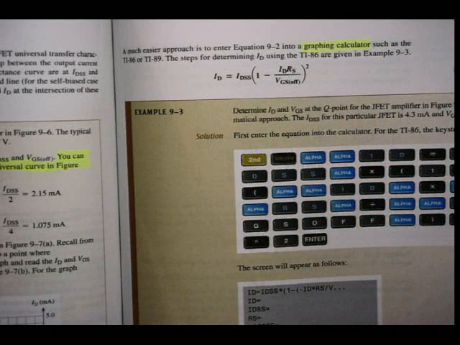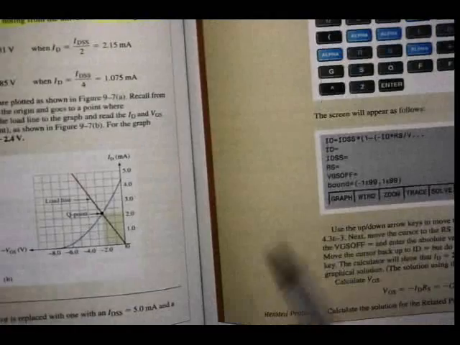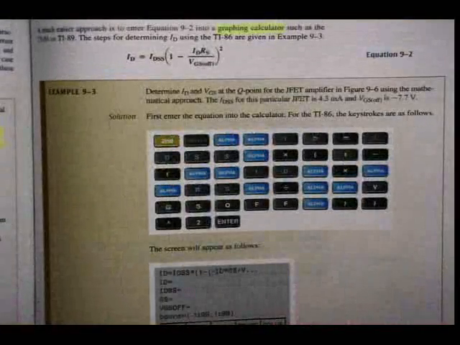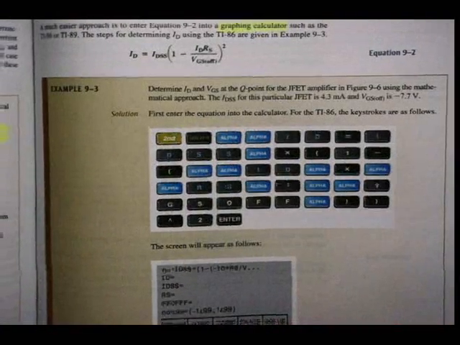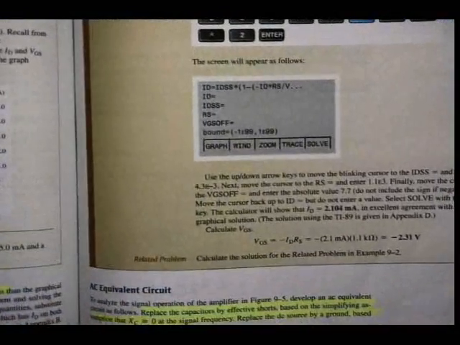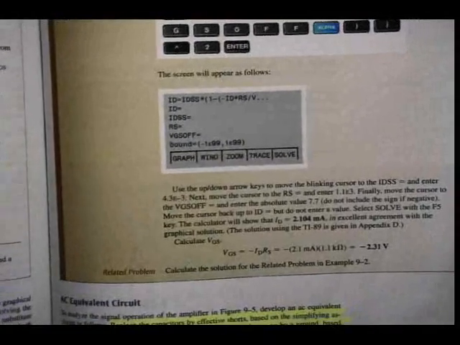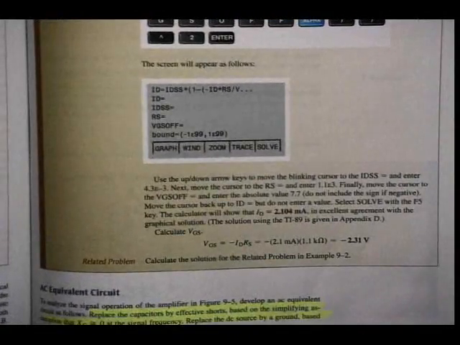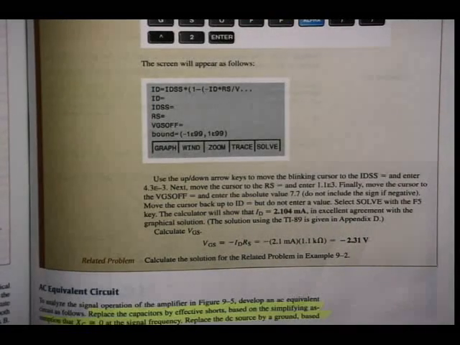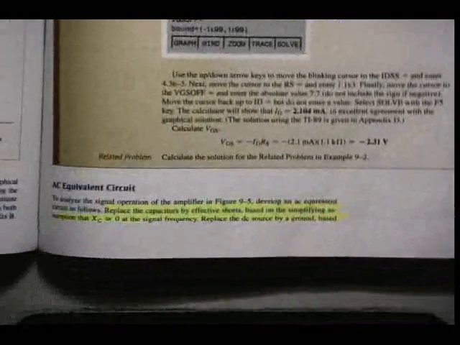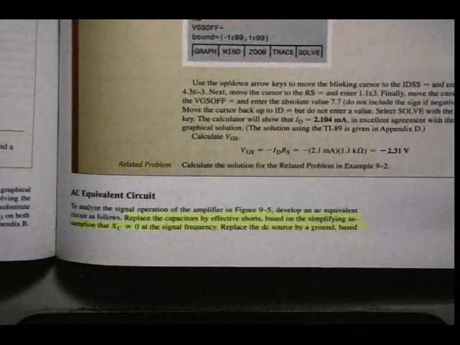ID is equal to IDSS in brackets 1 minus ID RS over VGS off squared, and then of course you can see the mathematical problem getting ID from that formula. But example 9.3 shows you how to use it on the graphing calculator. Anyway, that's the DC part. Let's have a look at the AC equivalent circuit.